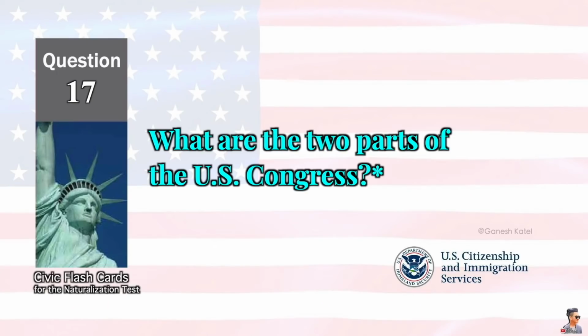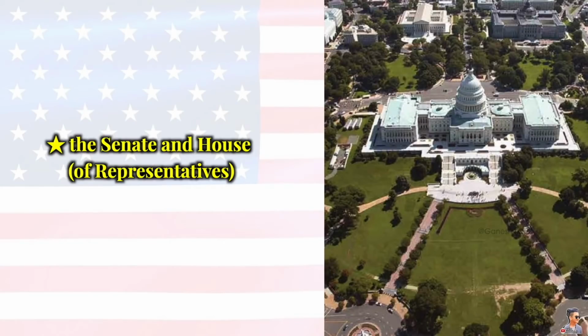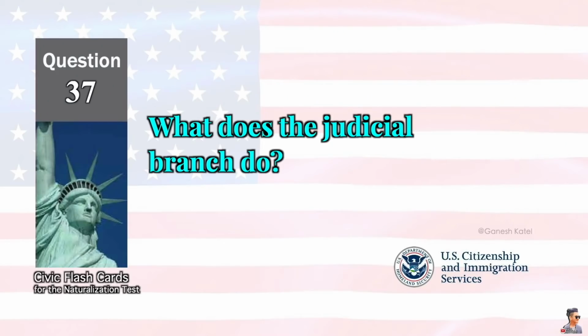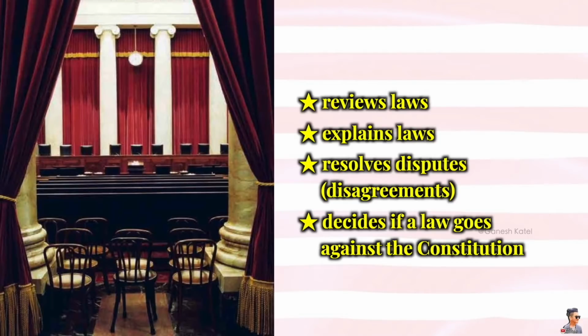What are the two parts of the U.S. Congress? The Senate and House of Representatives. What does the judicial branch do? Reviews laws. Explains laws. Resolves disputes, disagreements. Decides if a law goes against the Constitution.